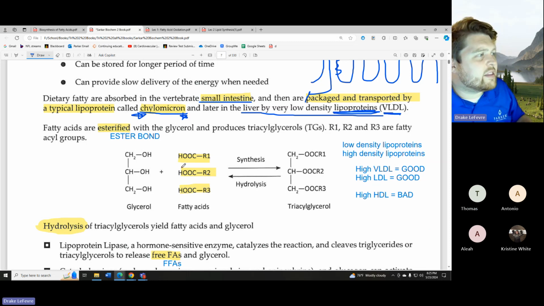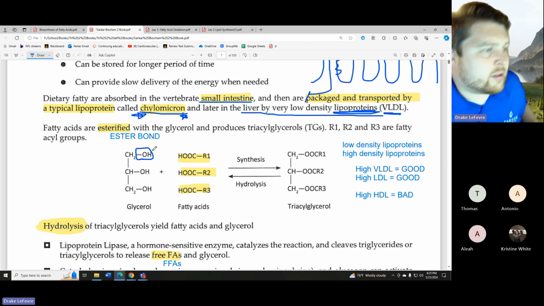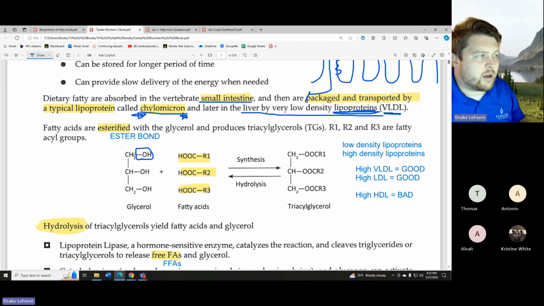Something kind of like that. The big thing with ester bonds is they use OHs. They use alcohols, the hydroxyl groups. The ester bonds use the hydroxyl groups, and we'll talk a lot about the ester bonds with fatty acids. So keep that in mind.